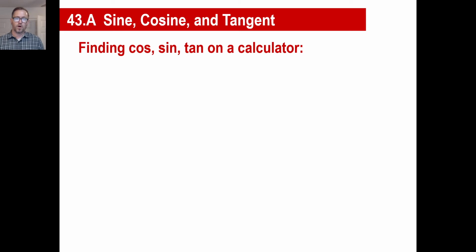Okay, so on a calculator, how to find cosine, sine, and tangent. Every calculator is different. In fact, if you take your phone, let me just show you real quick. The calculator button, if you have an iPhone, usually looks like this. If you turn it sideways, it opens up and gives you more options. You'll see it's a scientific calculator.